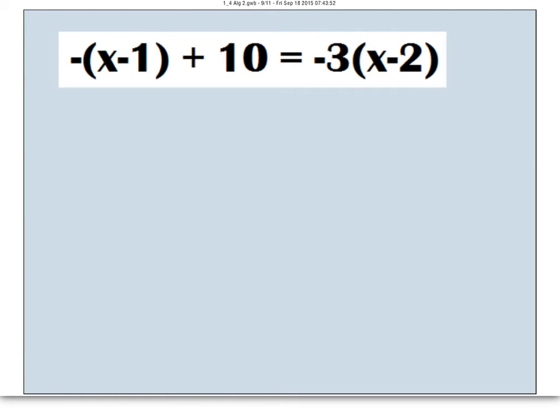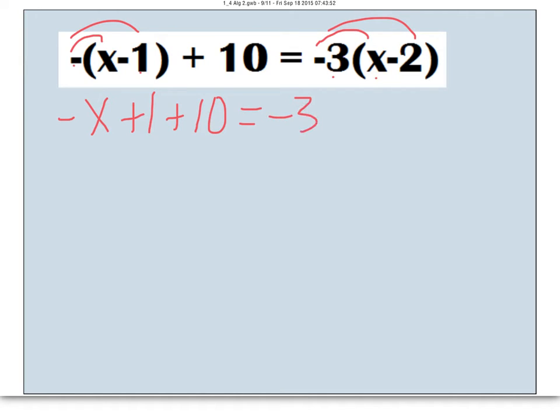If you want some more practice, try this problem. Again, step 1, we're going to have to distribute. A negative times x is negative x. A negative times a negative 1 is plus 1. And then we have plus 10. A negative 3 times x is negative 3x. A negative 3 times a negative 2 is plus 6. I do have two like terms on this left-hand side, so I'm going to bring together the 1 and the 10, and I get 11.